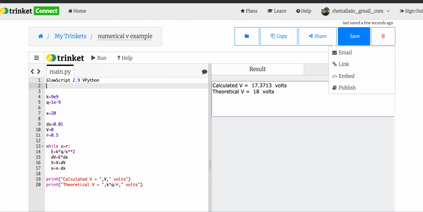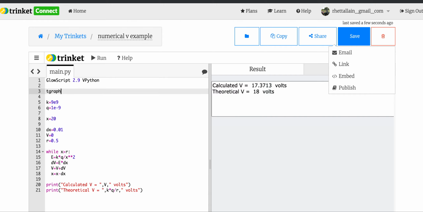Let's make a graph. So I'm going to go up here, t graph equals type graph, and we're going to plot. The x title is going to be equal to position, in meters. And the y title is the potential with respect to infinity, but I'm not going to put that because I'm lazy, in volts.